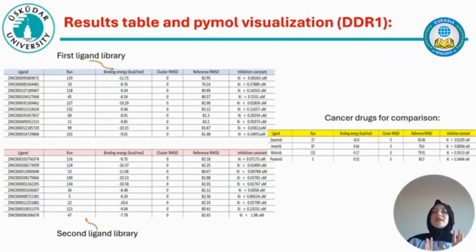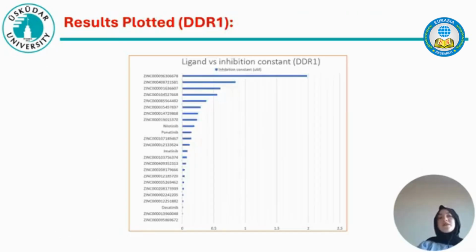Also for DDR1, we did the same process. I only shared the results of DDR1 here. So these are the results for DDR1, the same steps, same everything. And of course, the results of DDR1 are also shown here. We see that some ligands actually had better inhibition ability than the cancer drugs. So here we see two ligands at the bottom, other than cancer drugs actually. And here there's an important comment.